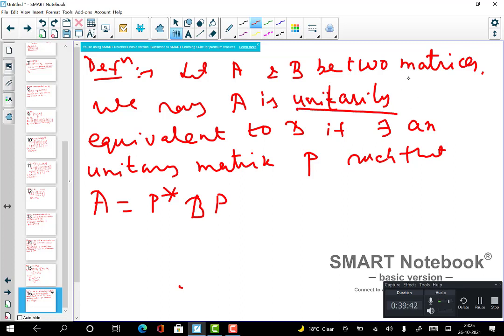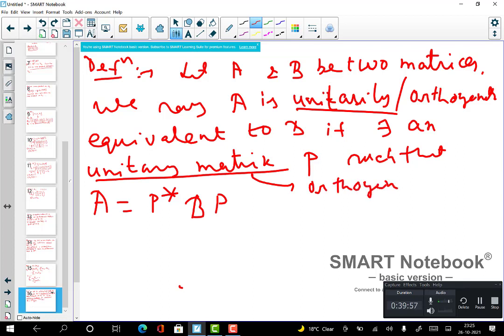Instead of unitary, you can also say orthogonally equivalent. In that case, instead of a unitary matrix you have an orthogonal matrix, and you say A equals P transpose B P. Unitary equivalence means two matrices are similar, and not only that, they are unitarily similar: you can convert one matrix into another by means of a unitary matrix.